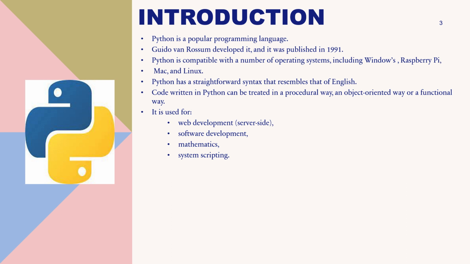Now Python can be treated in a procedural way, in an object-oriented way, or a functional way. So we will be looking at this in depth in the coming videos. Now Python can be used for web development, software development, mathematics, and system scripting. So there are a lot of frameworks and libraries that are available that can be made in use for performing all of these things.